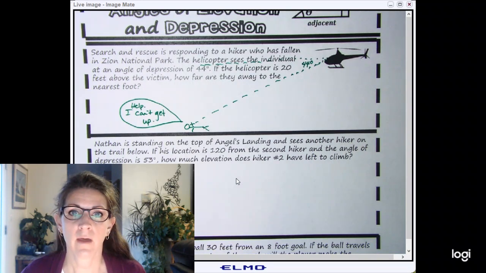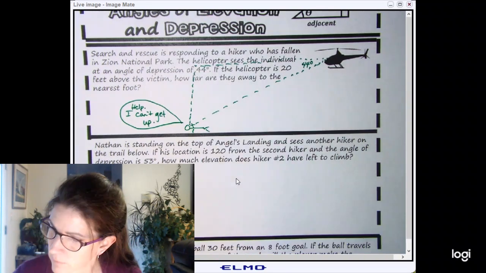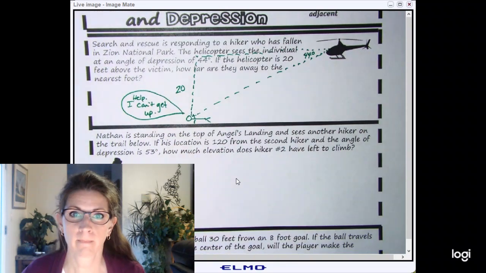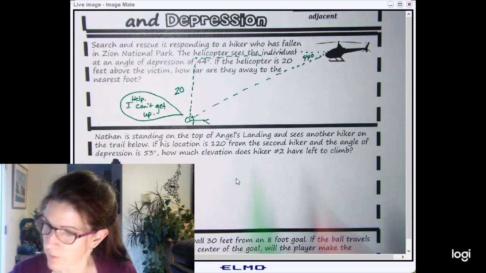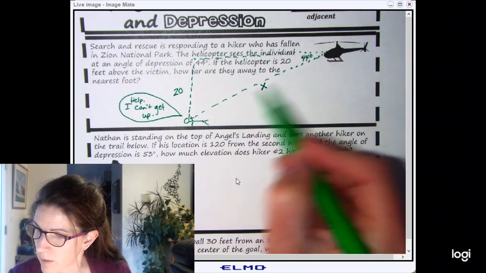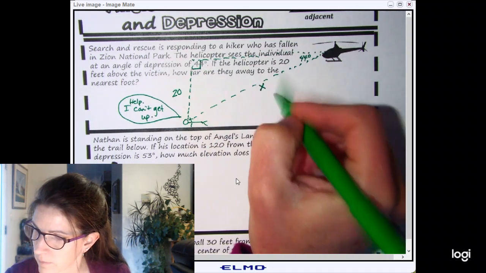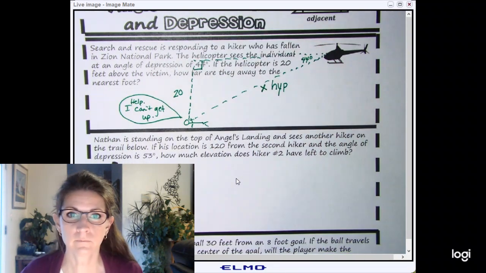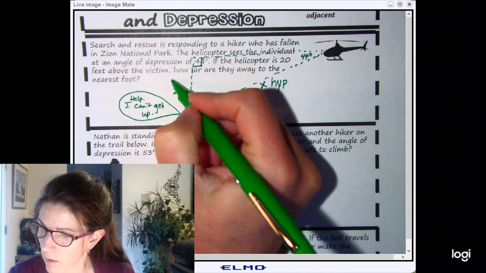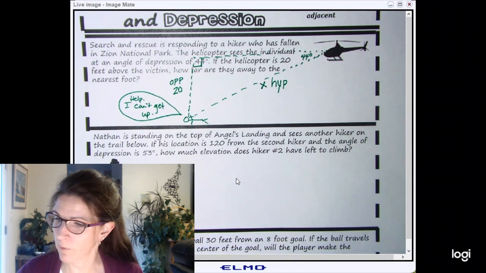Let's see. The helicopter is 20 feet above the victim. All right. That means this distance right here is how far? 20 feet. And how far away are they from the victim to the nearest foot? So we're going to be rounding. We want to know this distance right here. Here's my angle. X is definitely the hypotenuse. 20 would be the opposite side. I've got hypotenuse and opposite, so that means I'll be using sine.